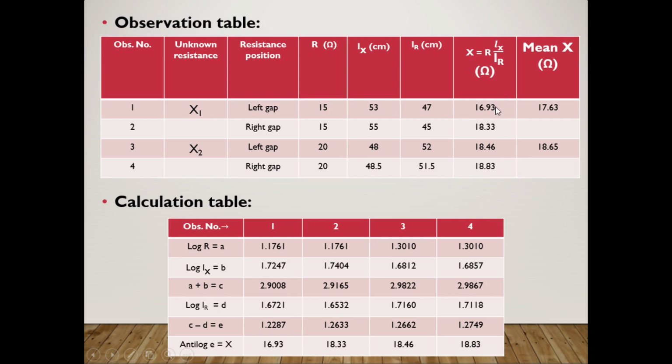For the first observation we get X 16.93. For the second observation X 18.33. For the third observation X 18.46, and for the fourth observation X 18.83. Now in the last column we have to write the mean. The mean of the first two values is 17.63, and the mean of the last two values is 18.65. So we get X1 17.63 and X2 18.65.